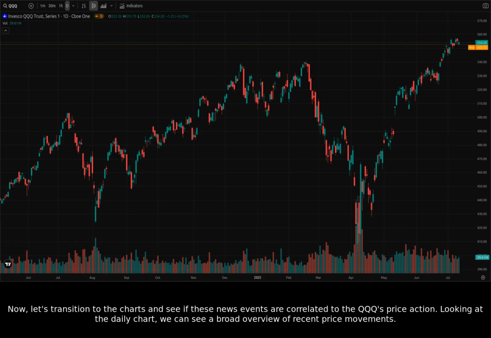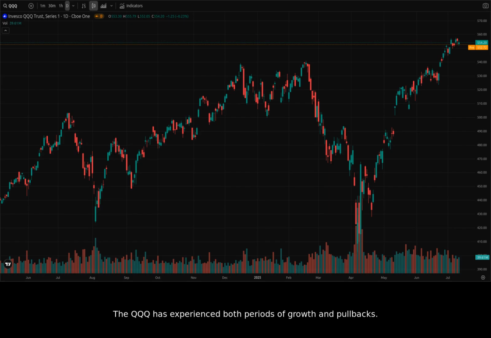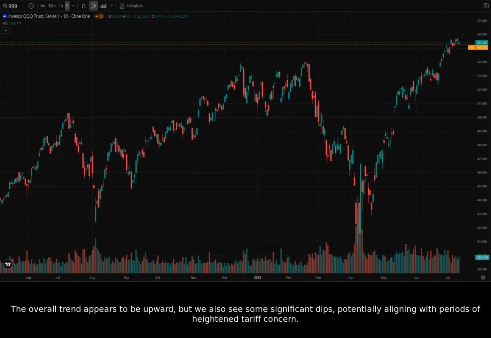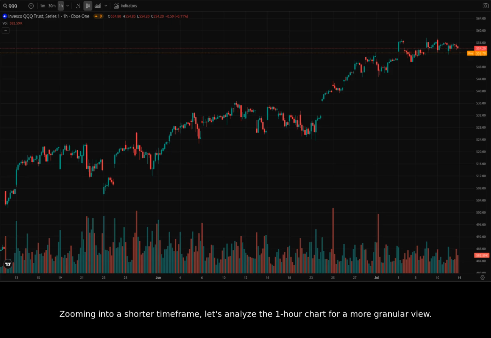Now, let's transition to the charts and see if these news events are correlated to the QQQ's price action. Looking at the daily chart, we can see a broad overview of recent price movements. The QQQ has experienced both periods of growth and pullbacks. The overall trend appears to be upward, but we also see some significant dips, potentially aligning with periods of heightened tariff concern. Zooming into a shorter time frame, let's analyze the 1-hour chart for a more granular view.